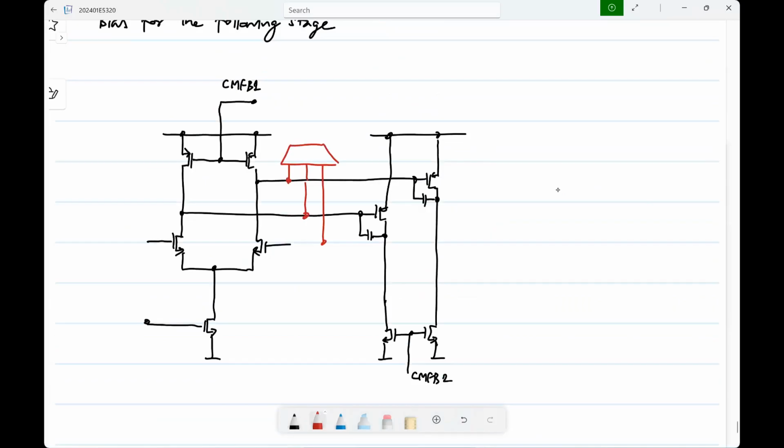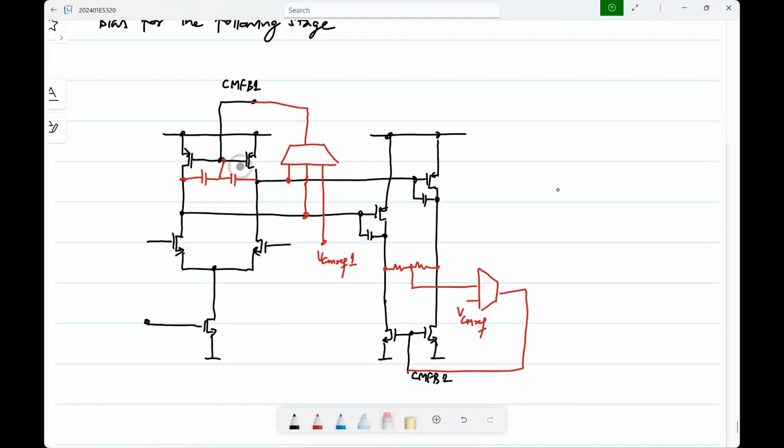You can have some common mode detector here through which you control that, and then you have fast common mode feedback there, and similarly here. So the output of the first stage will get stabilized to VCM ref 1, the output of the second stage will get stabilized to VCM ref.